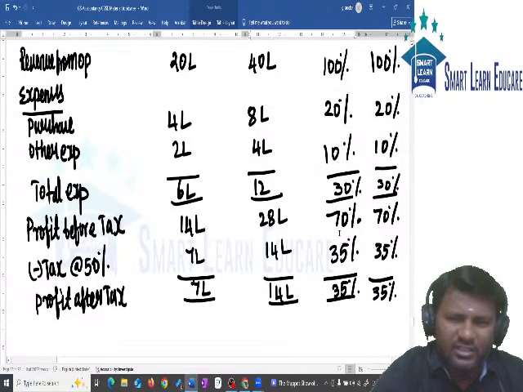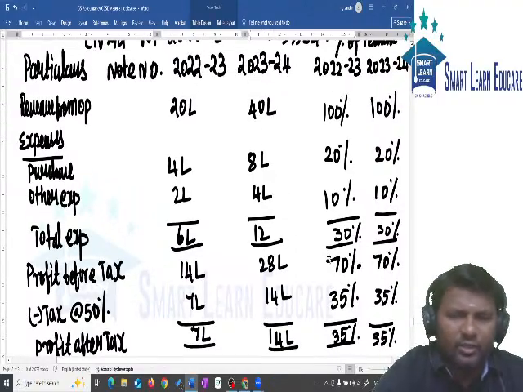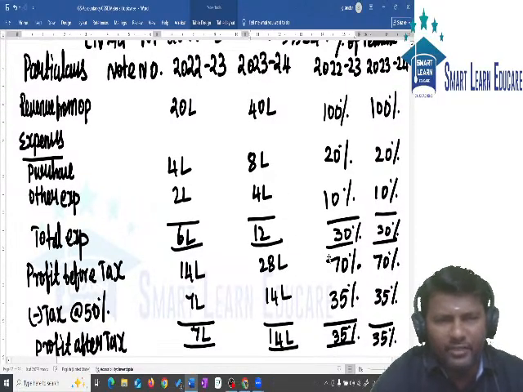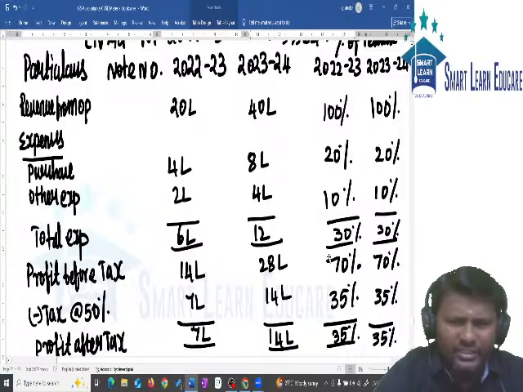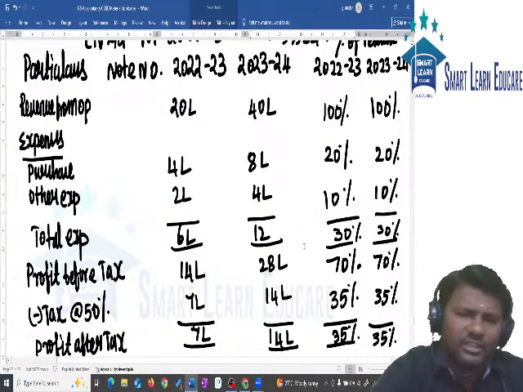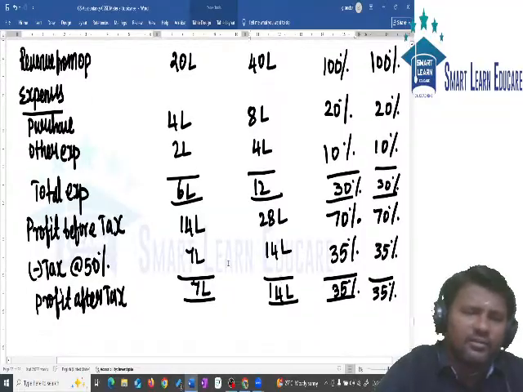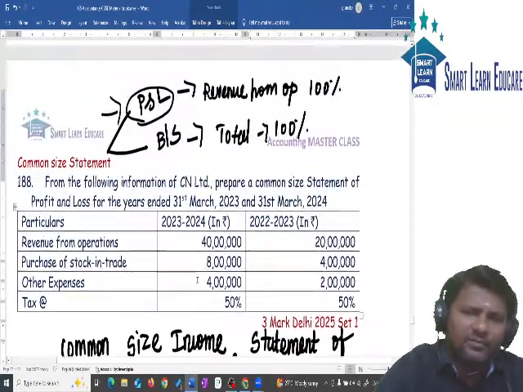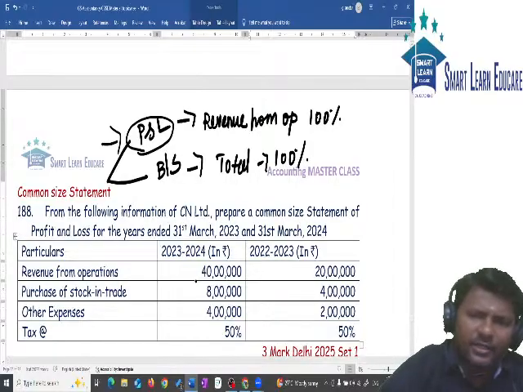So very easy one. Just you need to find out the percentage. Whatever information there in the question, you write the same again, and you should just find the percentage and present your answer. This is common size income statement, P and L. First part is over.